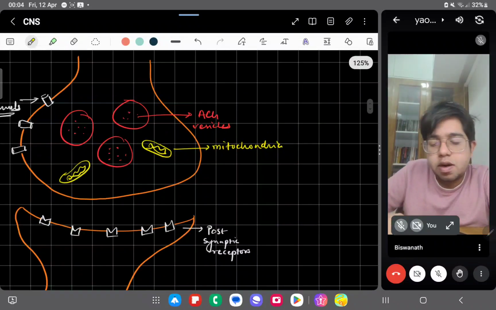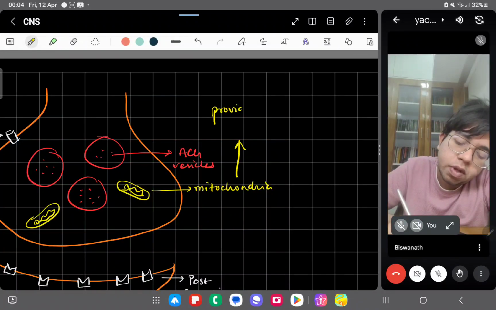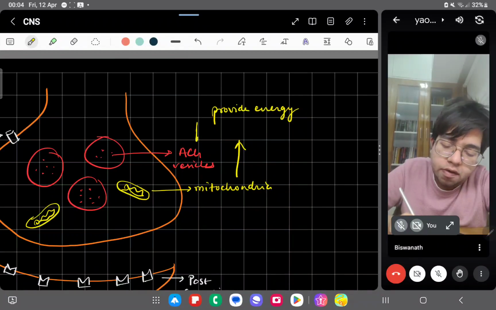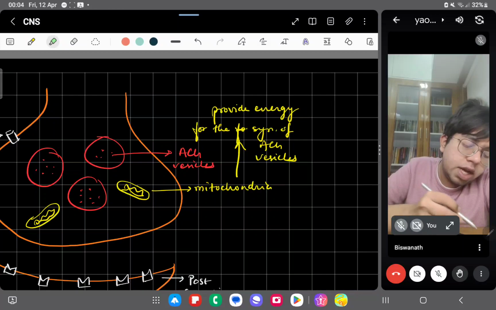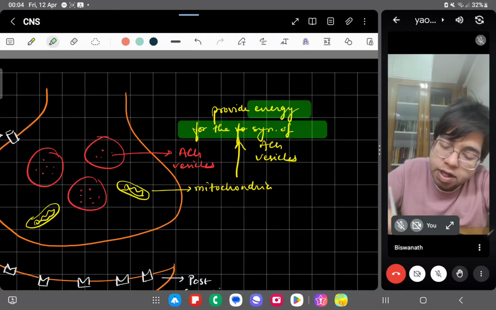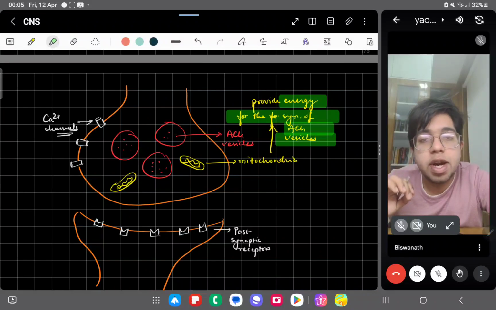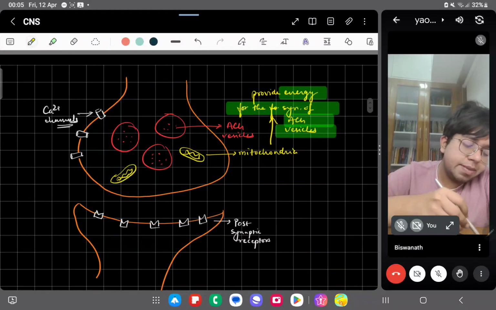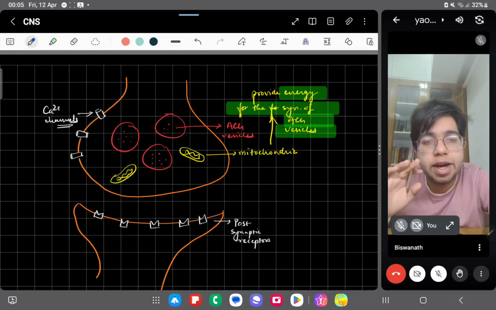People ask what is the role of mitochondria. The role of mitochondria is to provide energy for the synthesis of ACH vesicles. So they are basically providing energy for the synthesis of ACH vesicles. Mitochondria have an energy-producing role, right? And about calcium channels, calcium influx occurs, nerve impulse conduction, you must have read in great detail, right?